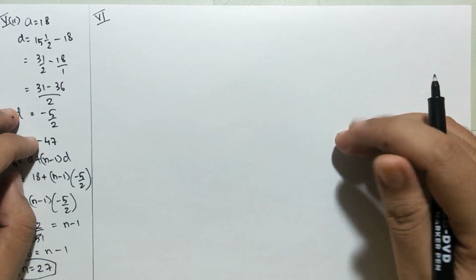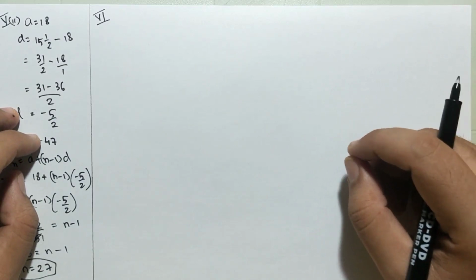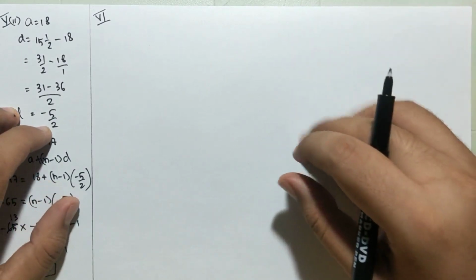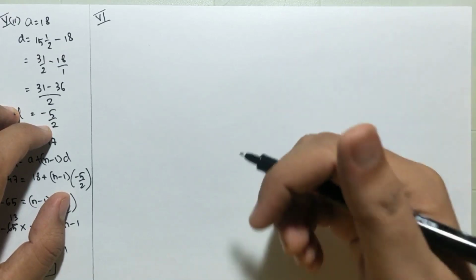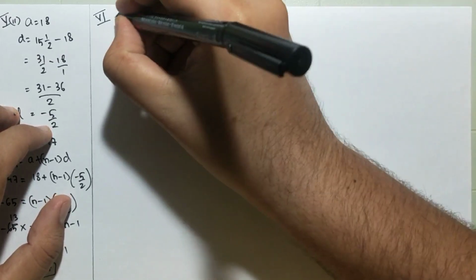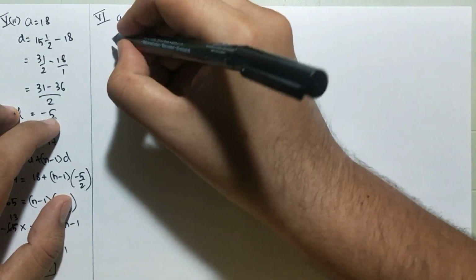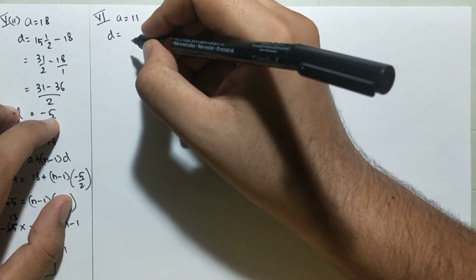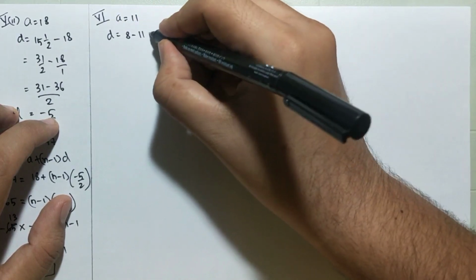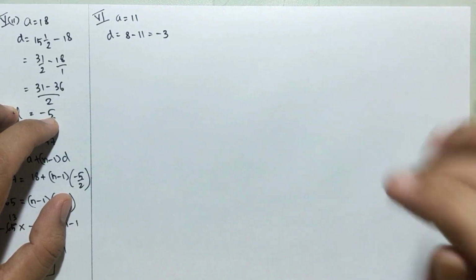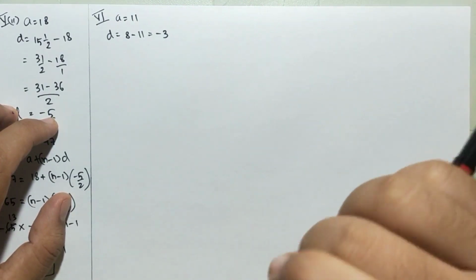Sixth question is, check whether -150 is a term of the given AP or not. आपको एक AP दिया हुआ है, उस AP से जो इन्फॉर्मेशन निकल रही है पहले मैं लिख देता हूँ. A is 11, the first term of the AP given is 11. D जो कॉमन डिफरेंस दिख रहा है वो है सेकेंड टर्म इज 8 माइनस फर्स्ट टर्म इज 11, दैट इज -3. फर्स्ट टर्म इज 11, द कॉमन डिफरेंस इज -3.